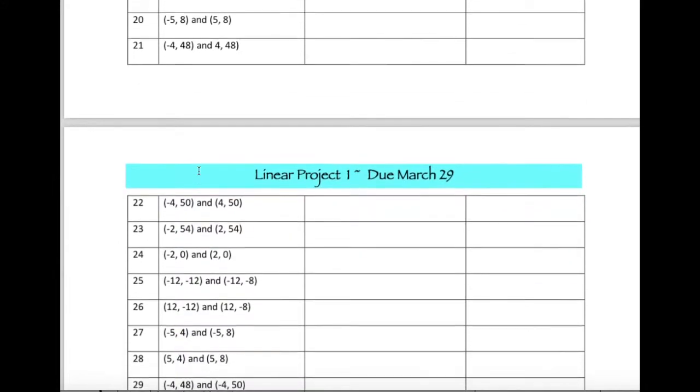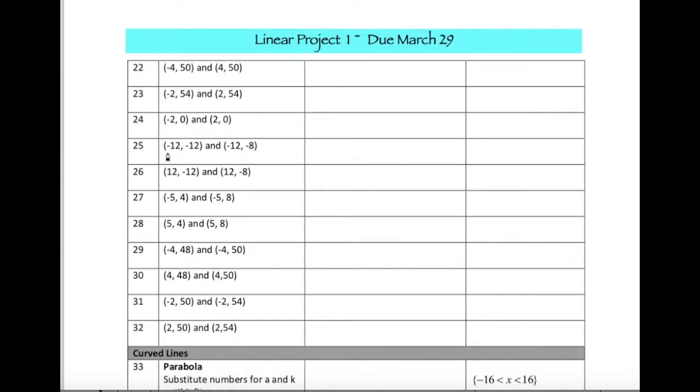On line number 25, however, the x values in both ordered pairs are -12. So -12, -12, and -12, -8. Same thing on the next line. Number 26 has two x values that are the same. And so in these cases, we have a vertical line, and then that equation is simply going to be x equals whatever the x value is. So for line number 25, x equals -12. And for line number 26, x equals +12.